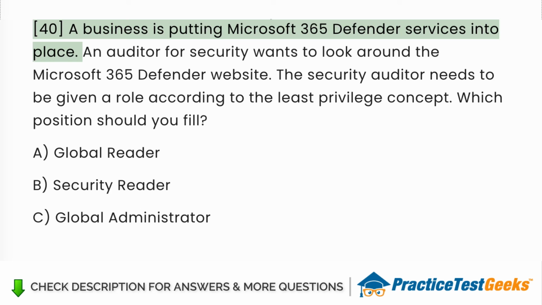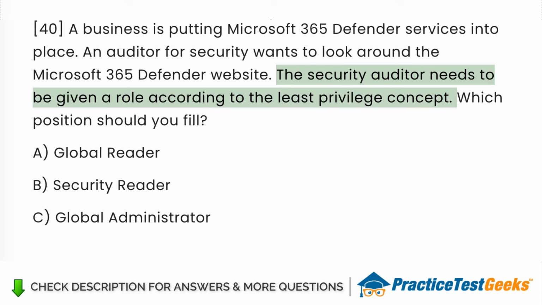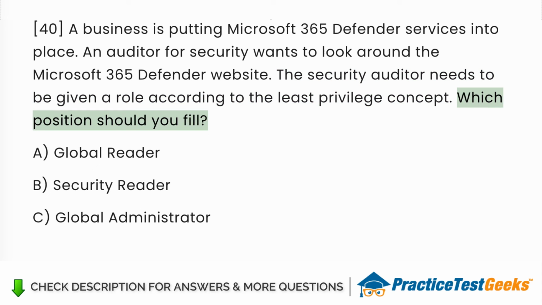A business is putting Microsoft 365 Defender services into place. A security auditor wants to look around the Microsoft 365 Defender website. The security auditor needs to be given a role according to the least privilege concept. Which position should you fill? A. Global Reader. B. Security Reader. C. Global Administrator.